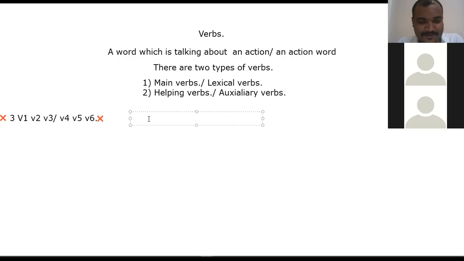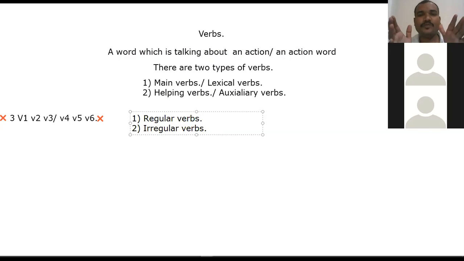Right. So main verbs are also divided into two types. What are the two types? Regular and irregular verbs. Great. So main verbs are divided into two types, regular verbs and irregular verbs. So now the question is, what is meant by regular verb and what is meant by irregular verb?